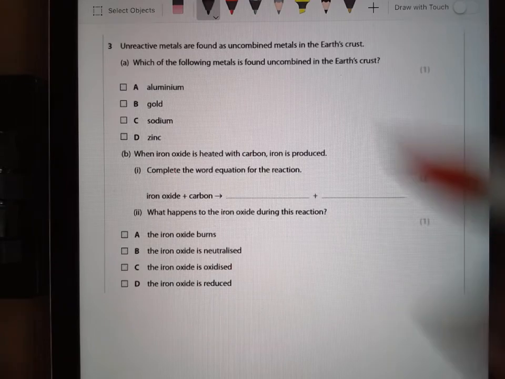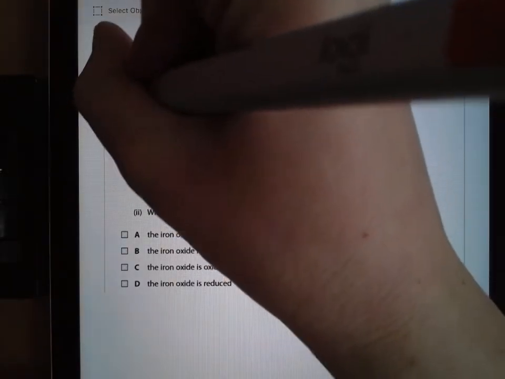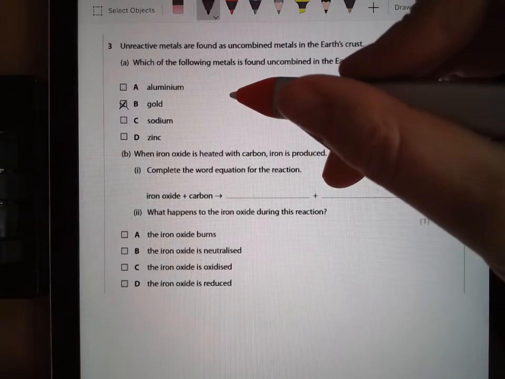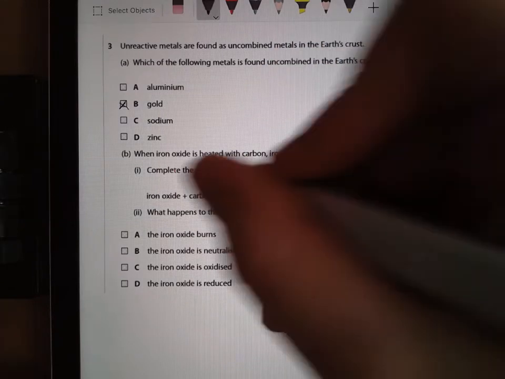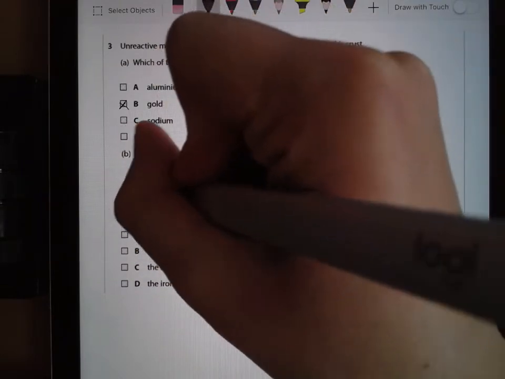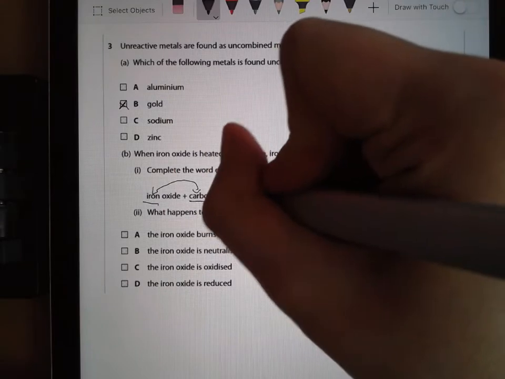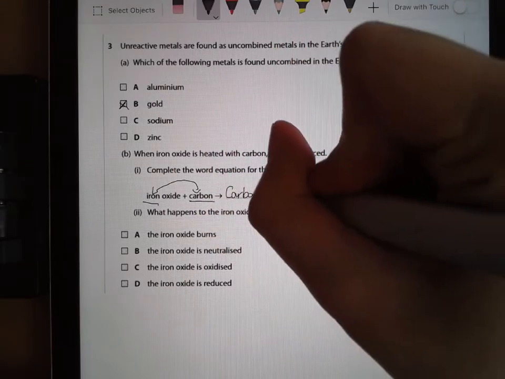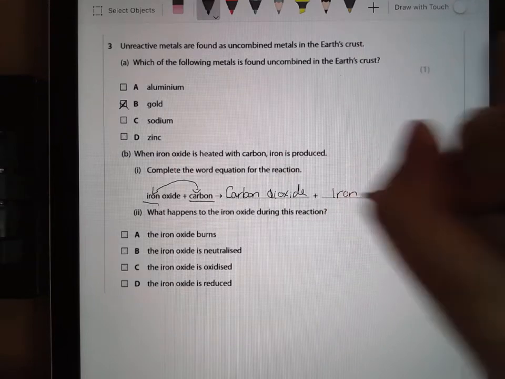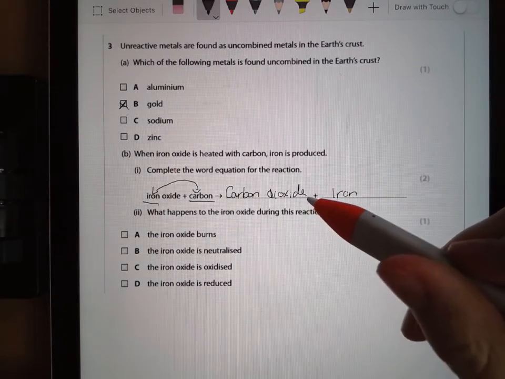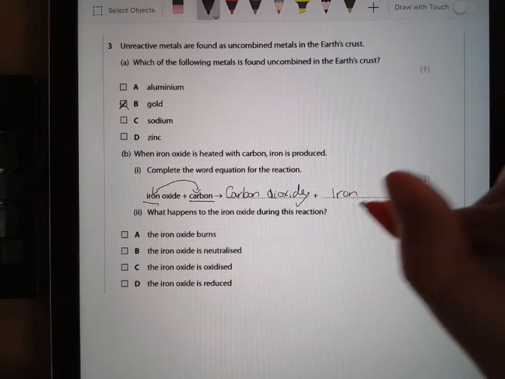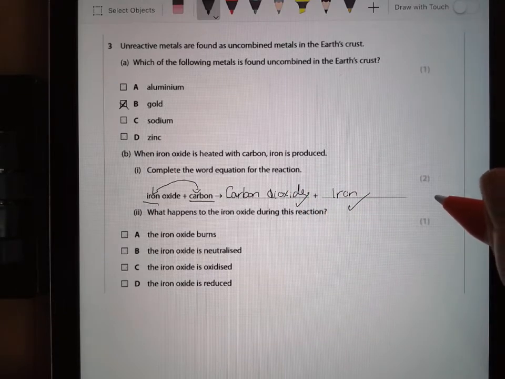The first one, the answer is going to be gold, okay? They're asking you for the one that's uncombined. Gold is uncombined because gold is unreactive. The next one we've seen tons of times before. I've got carbon, which is more reactive than iron. Because it's more reactive than iron, it can take iron's place, and you get carbon dioxide and you get iron left by itself. If you wrote carbon oxide, you can still give yourself the mark. So you get 1 mark for carbon oxide or dioxide and 1 mark for having iron by itself.